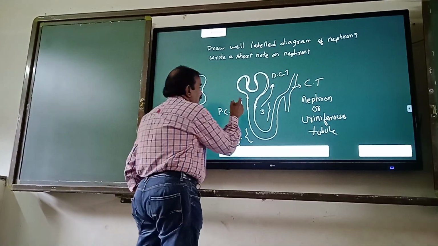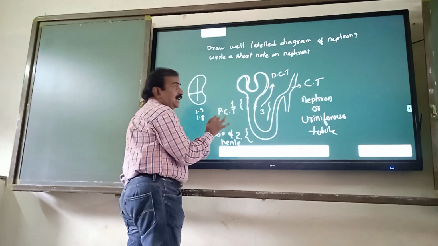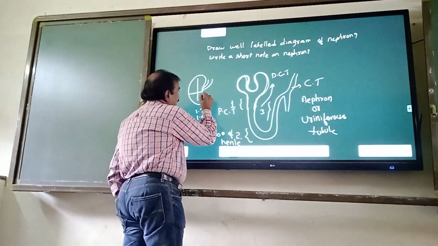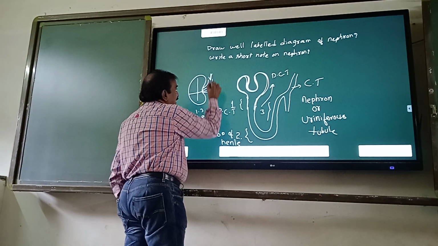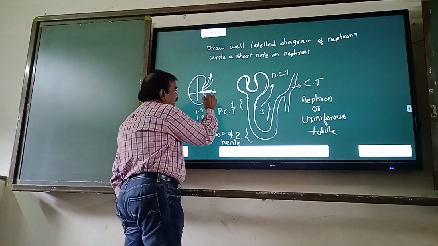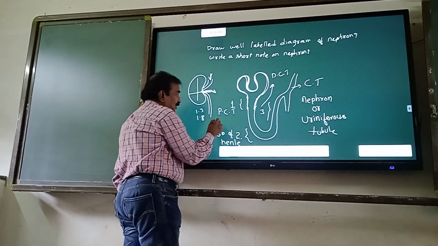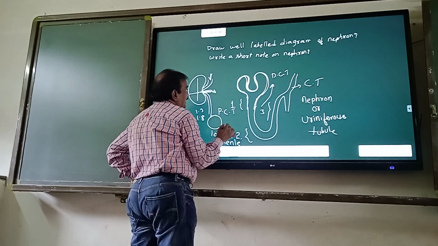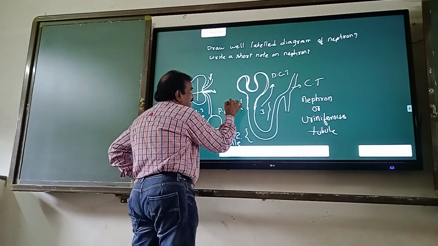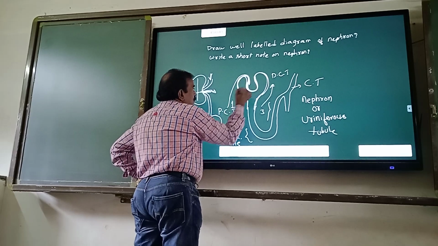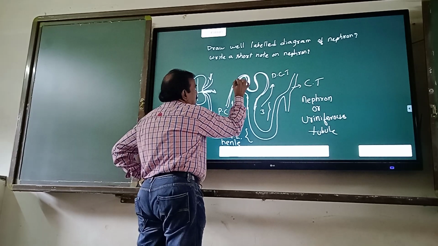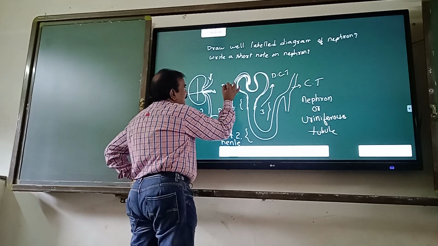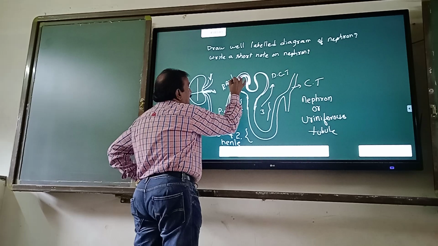So here, from the renal artery, I told you the entry of renal artery into the kidney, and next is the renal vein, and next is the ureters. Ureters open into the urinary bladder. Okay, so here this is the renal artery. The renal artery divides into many small blood capillaries, small tubes, and this is called renal arteriole.